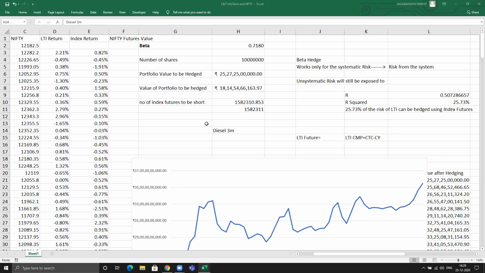Sir, one doubt. Here you said 25.73% of the risk of LTI can be hedged using index futures. But we haven't used Nifty futures to do that, right? We have used the Nifty value, but not the futures value, right?